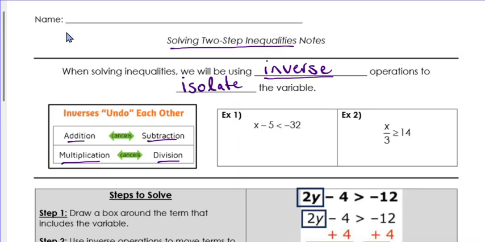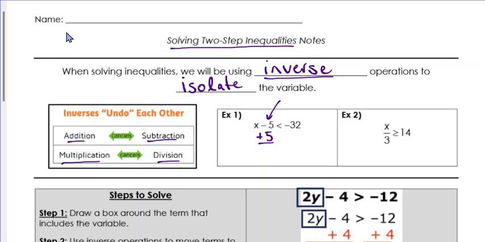So on these two examples, we see that we have x minus 5. This is the operation that's happening. We're subtracting 5 from x. We're going to do the opposite of that operation. So right now it's minus 5. We're going to do the opposite. We're going to do plus 5 to cancel that out.